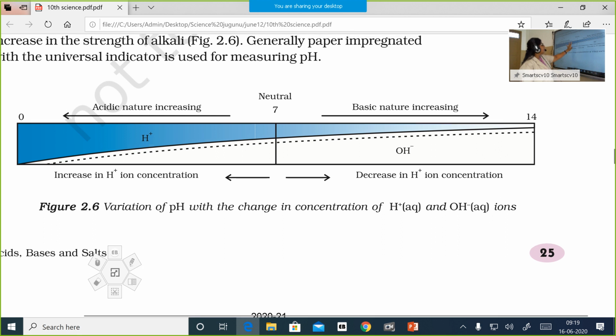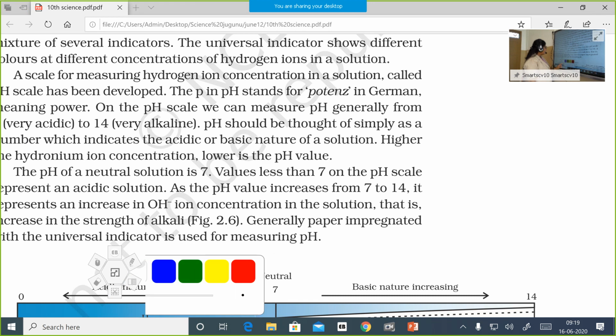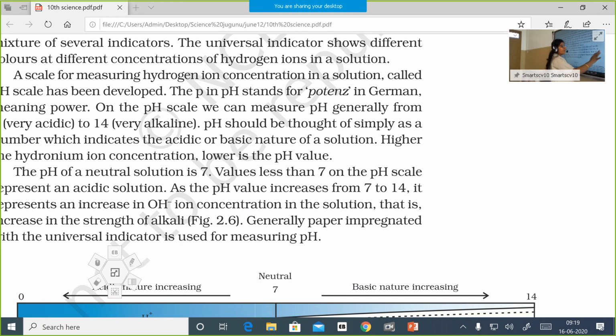Now last day we were discussing the equation for pH. I asked you to note down this particular equation, the equation for pH.